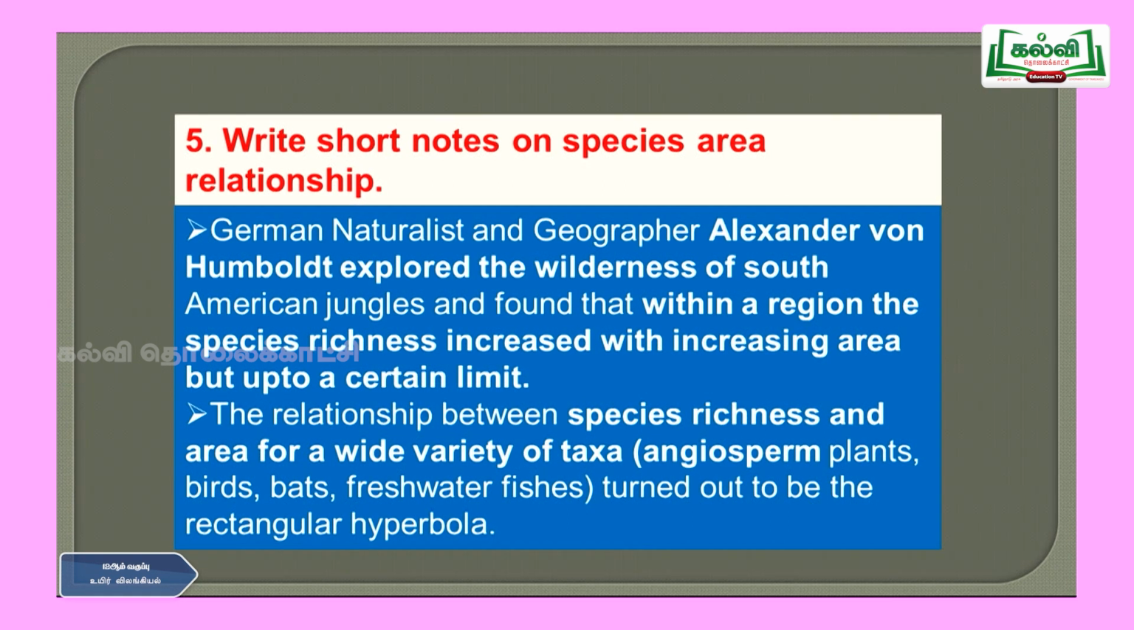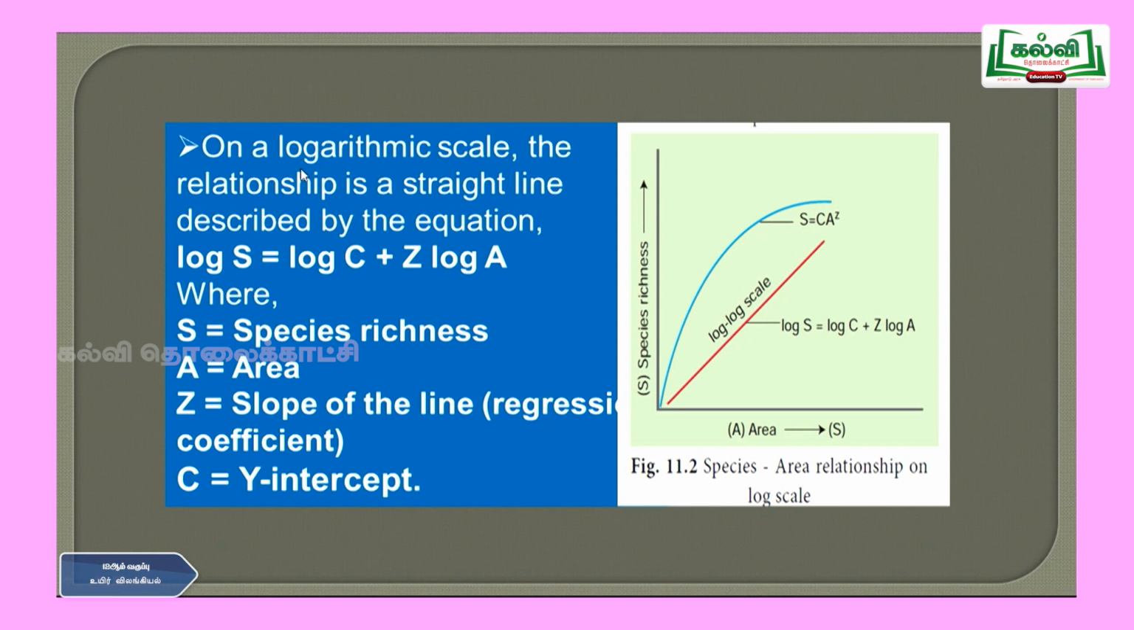So that is the main thing we have, the relationship between the species and the area. You can see that on a logarithmic scale the relationship is a straight line described by the equation log S equals log C plus Z log A, where S is the species richness, A is the area, Z is the slope of the line, the regression coefficient, and C is the y-intercept.